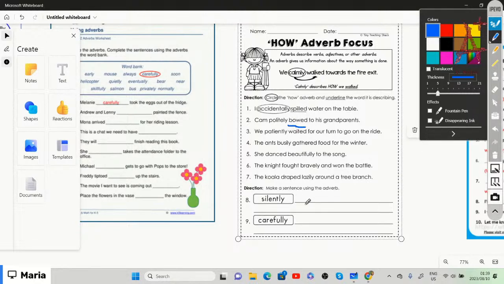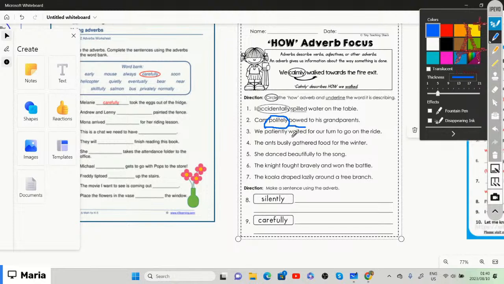Now we need to find a word that describes our verb, which is bowed. So now we need to know, how did he bow? He bowed politely. So politely is our adverb, which we're going to try and circle. Right? So how did he bow? He bowed politely.